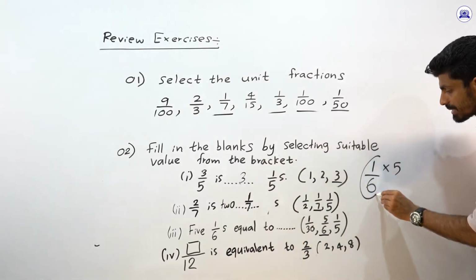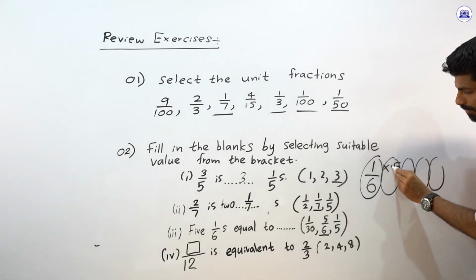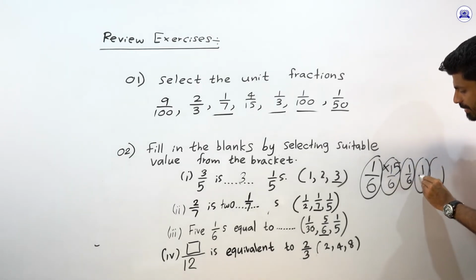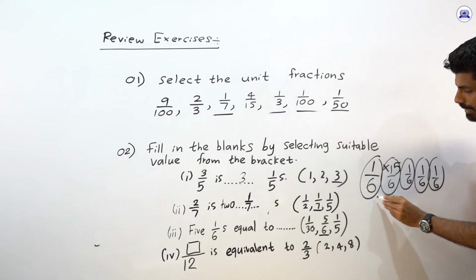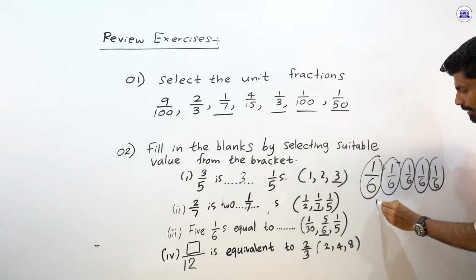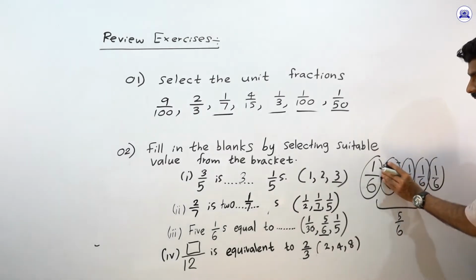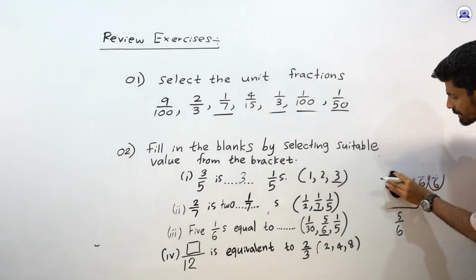So how many portions should be there? 5 portions. 1 over 6, 1 over 6, and 1 over 6. 1, 2, 3, 4, 5. All together, 5 over 6. Right? That is the value. I'm just going to clear this one.